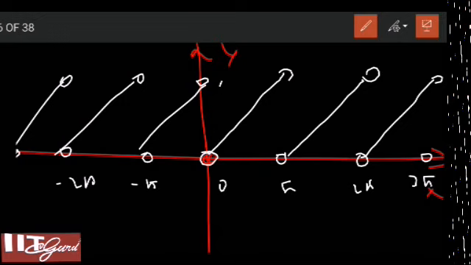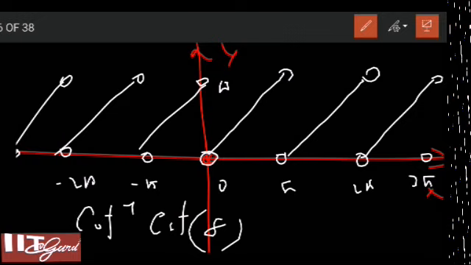Suppose we ask the question, what is the value of cot inverse cot of 8? So we have to check where the 8 lies. 8 is less than 9, correct? 3 into pi, 3 pi means 9 point something, which is more than 8. And 2 pi is 6 point something, so 8 lies between 2 pi and 3 pi. So where does the 8 lie? Let me note down, 8 is somewhere here, right?